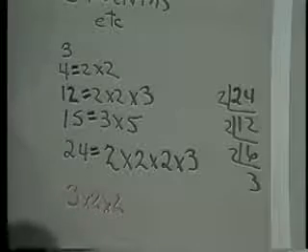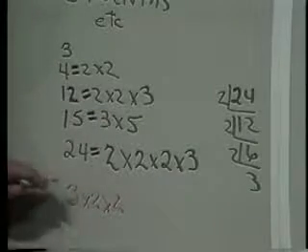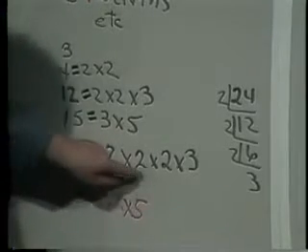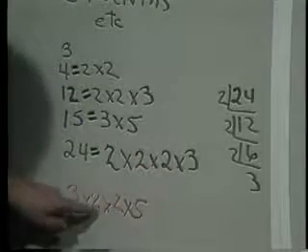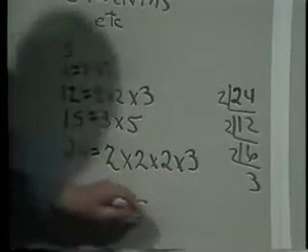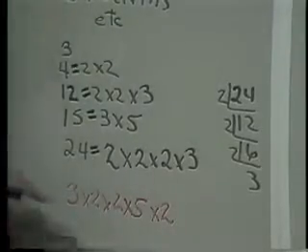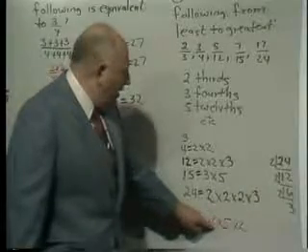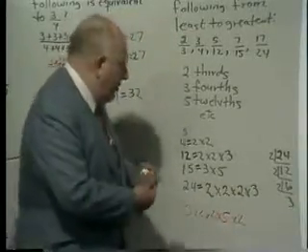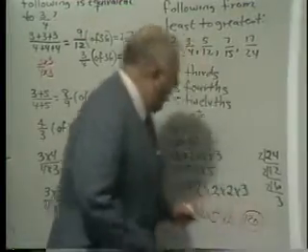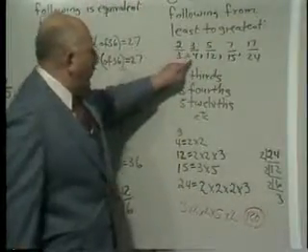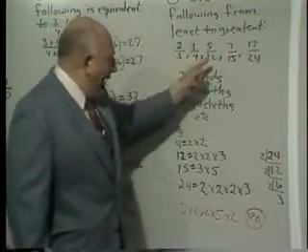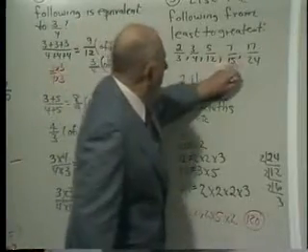What do we need for 15 to go into the number? We need a 3 and a 5. We already have the 3, so all we need now is the 5. And for 24 to go into the number, we need 3 2's and a 3. We already have 2 2's and a 3, so all we're missing is one more 2. So altogether, what number are we looking for? 3 times 2 is 6, times 2 is 12, times 5 is 60, times 2 is 120. So in other words, if you were counting by 3's, 4's, 12's, 15's, and 24's, the first number that would be on all 5 of these lists would be 120.